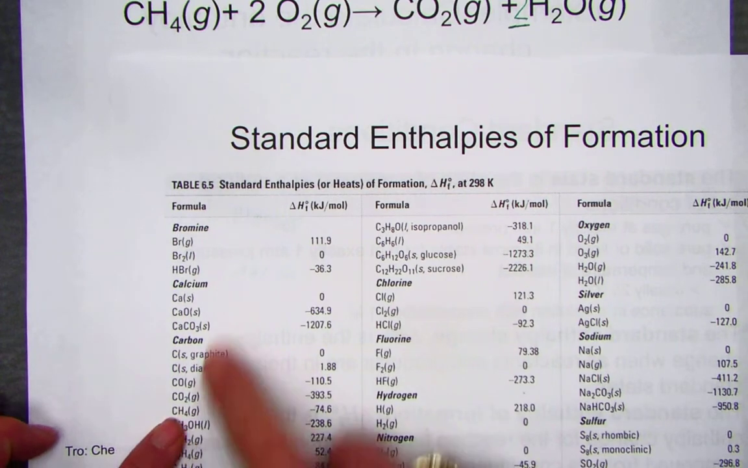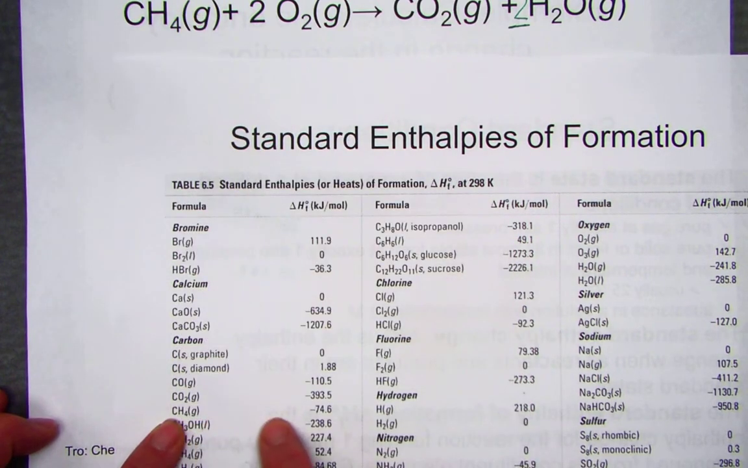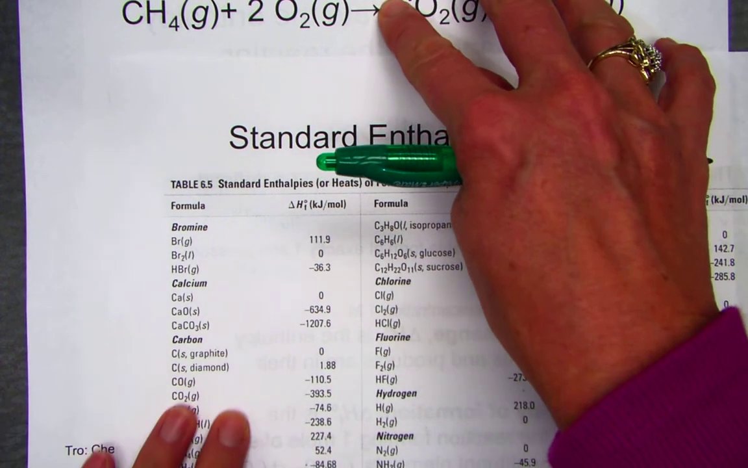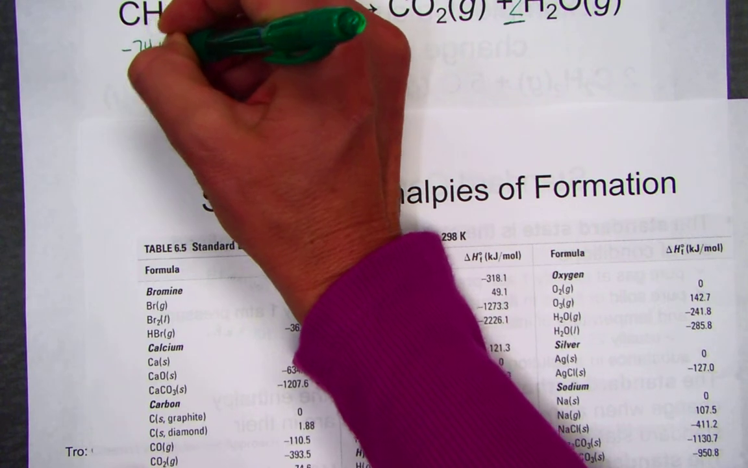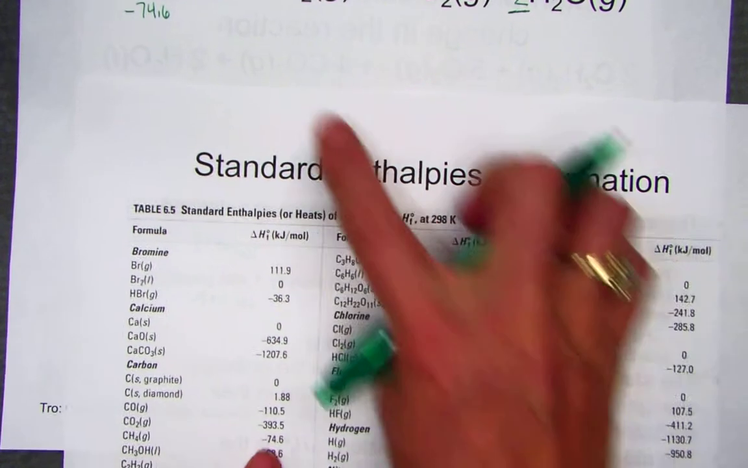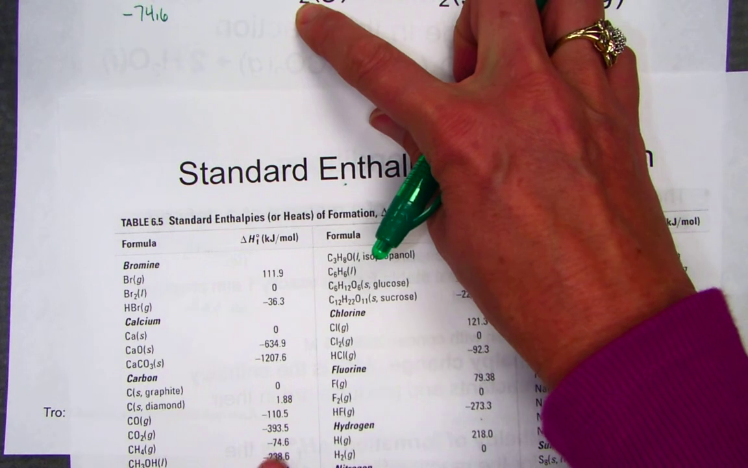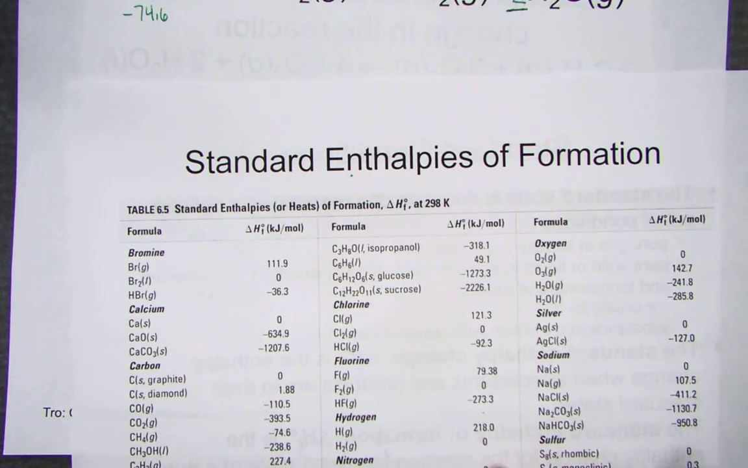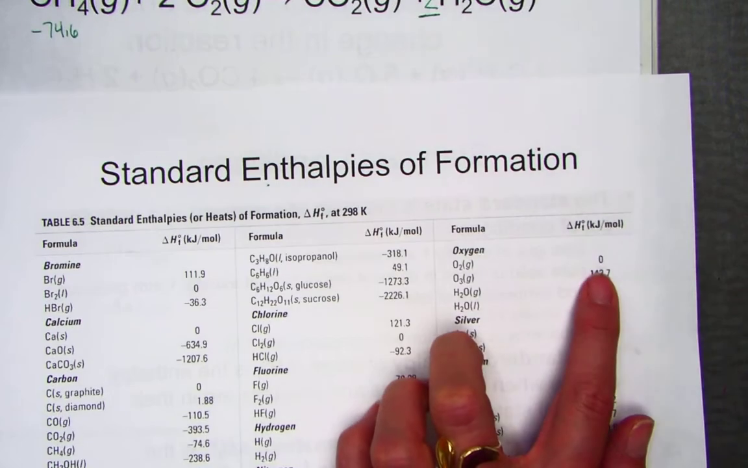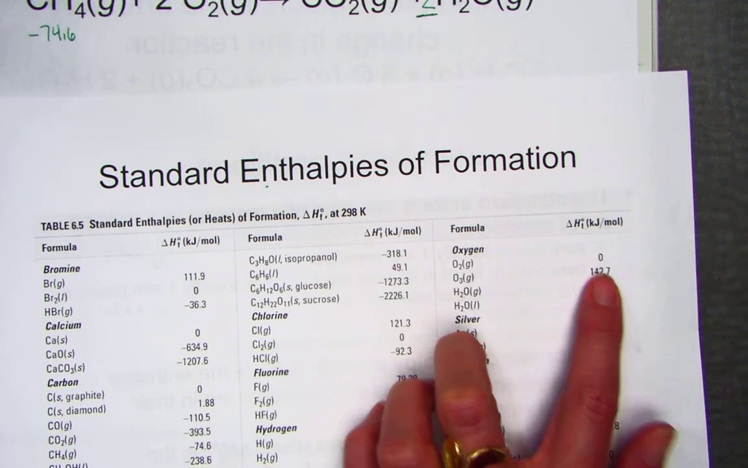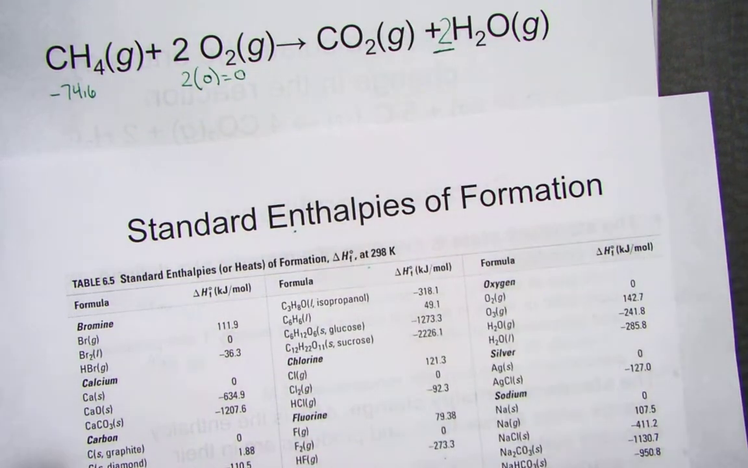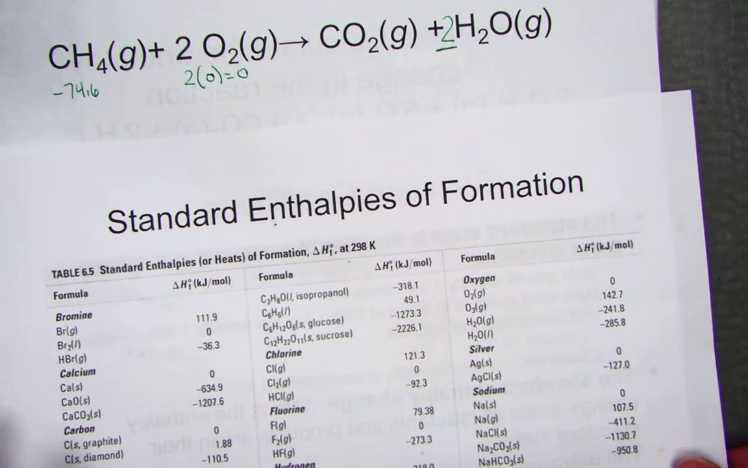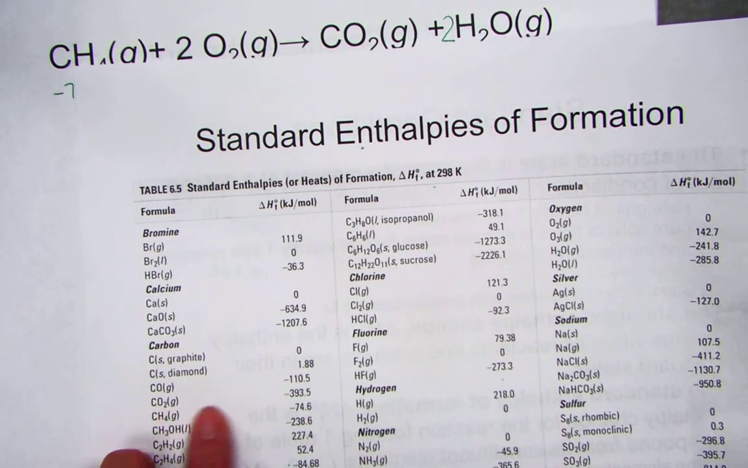Methane is CH4 as a gas. I go to work and I find its value, and I'm just going to write it for now right underneath the equation: negative 74.6 kilojoules. Diatomic molecular oxygen is 0. Again, just showing that we know oxygen in its natural state, O2 gas, is 0. And again, I would distribute the 2. 2 times 0 is still 0. Carbon dioxide gas, going to our chart, CO2 gas, negative 393.5.